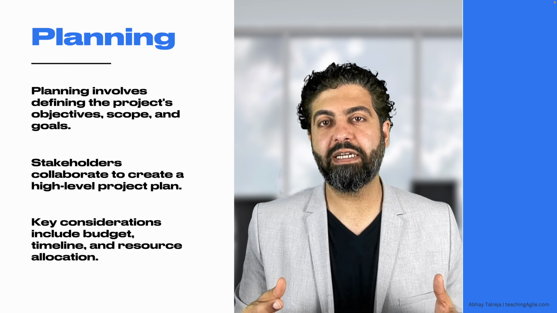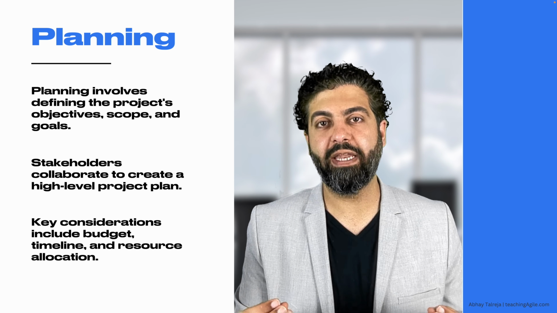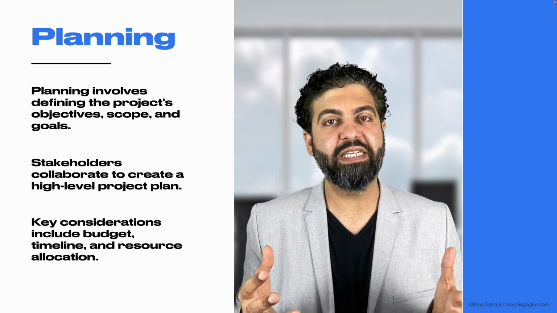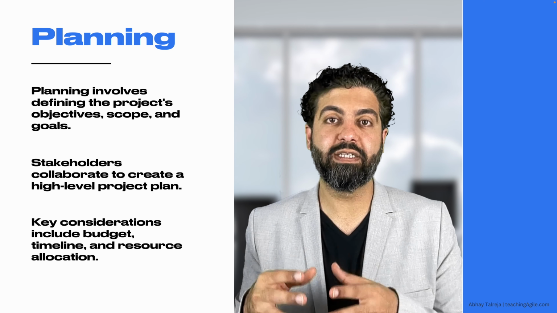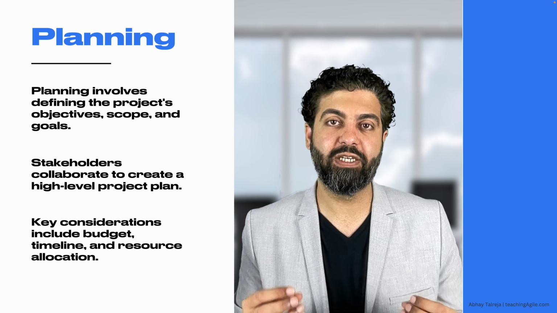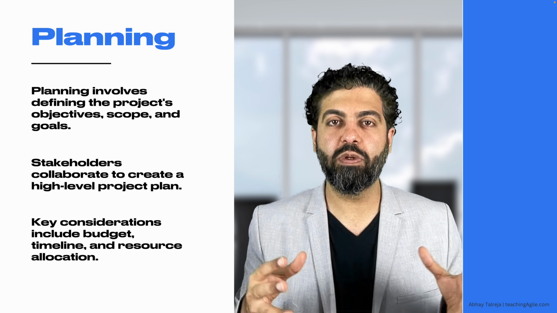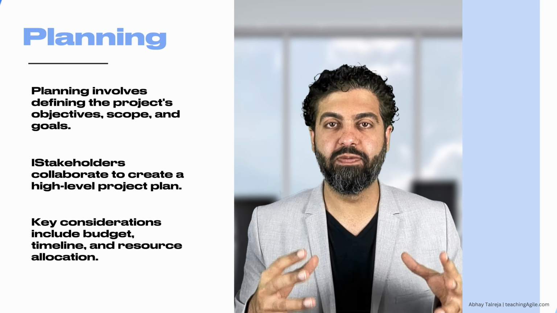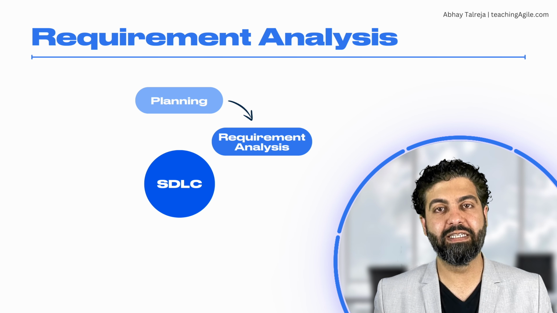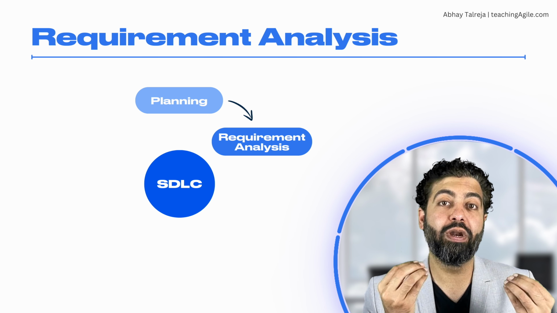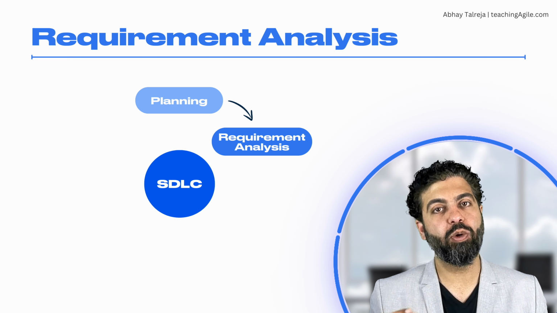What are the key considerations you should have when you're doing a planning or trying to implement a project? The biggest one is obviously budget. Then comes the timeline, and then comes the resources and the feasibility for executing the project. So all of this will be discussed in our planning phase video. Once your planning is done, you move on to requirement analysis. And as the name suggests, you gather more requirements for the product that you are building.